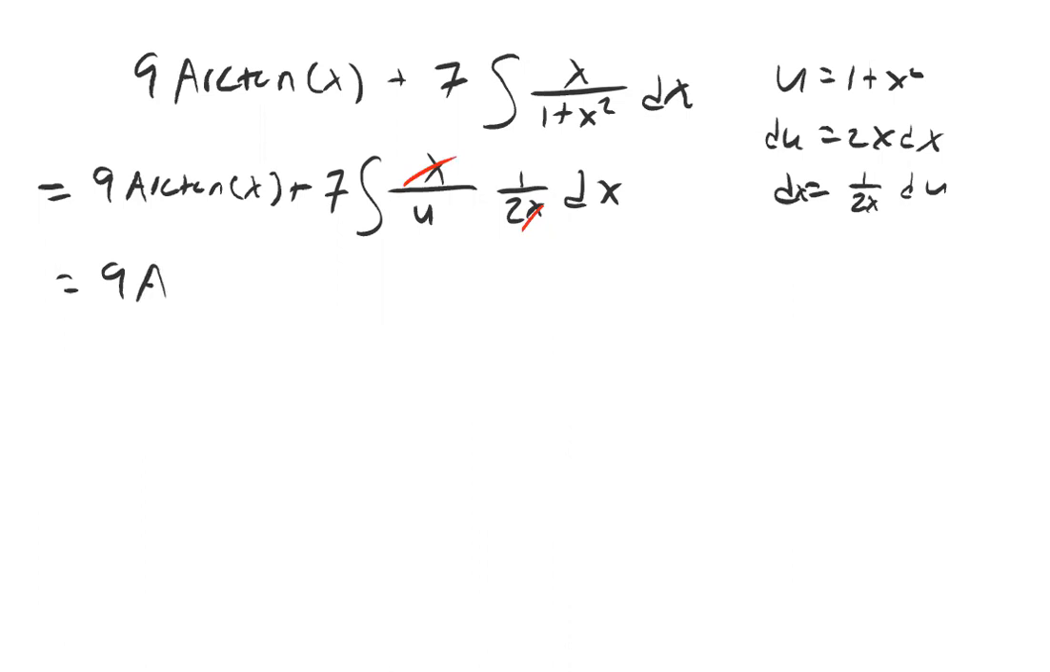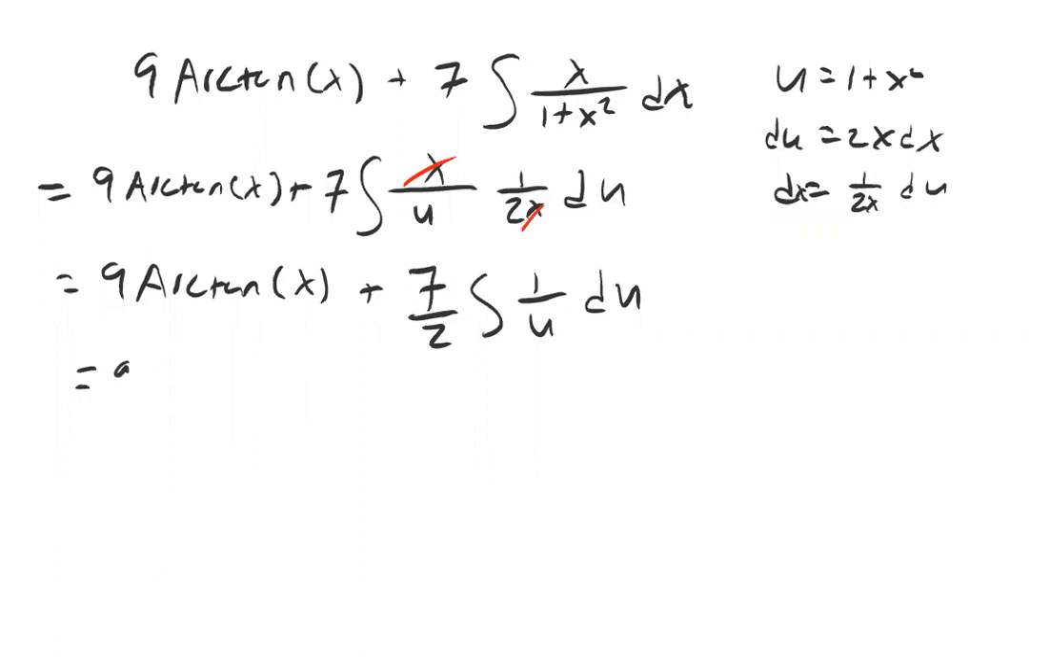This is 9 arctan of x plus 7 times, so pull the 1 over 2 out. So it's 7 halves the integral 1 over u, sorry, this dx up here should be a du. So these variables have to match. And now I can do this integral. 9 arctan of x plus 7 halves. Integral of 1 over u is ln of the absolute value of u.